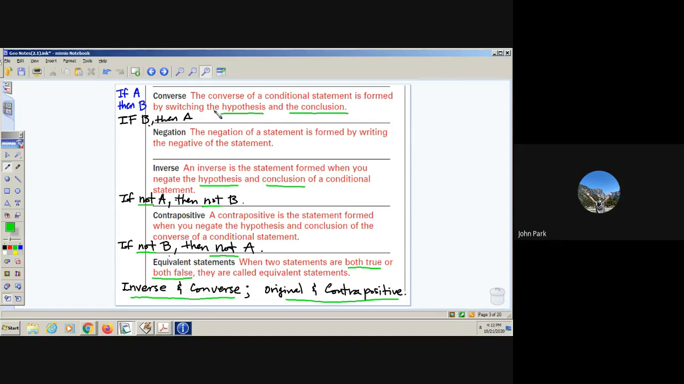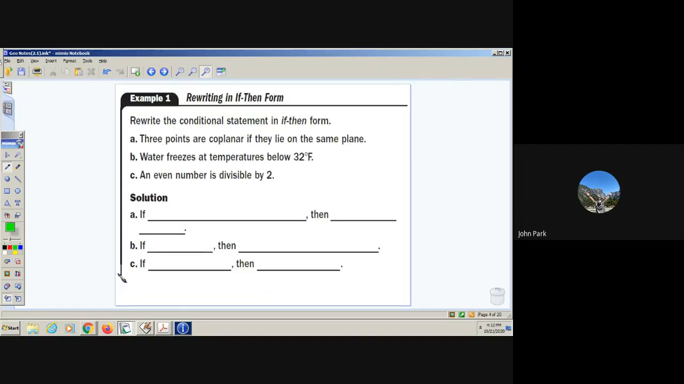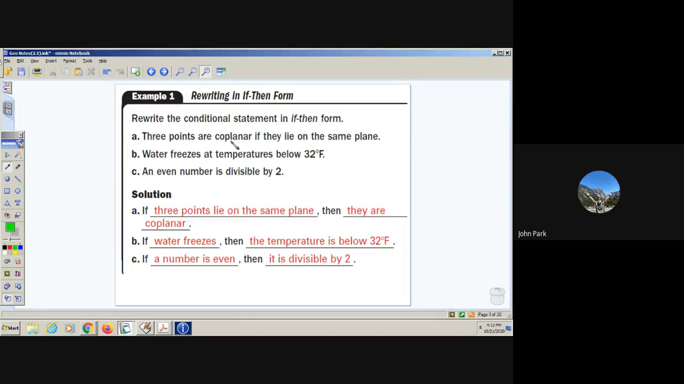Okay. All right. So let's take a look at some examples of how we use this. First of all, we can write any sentence like this and just put an if-then into it. So for example, here: 3 points are coplanar if they lie on the same plane.